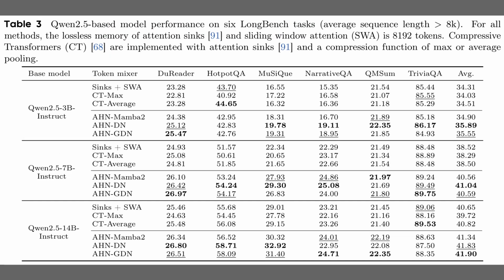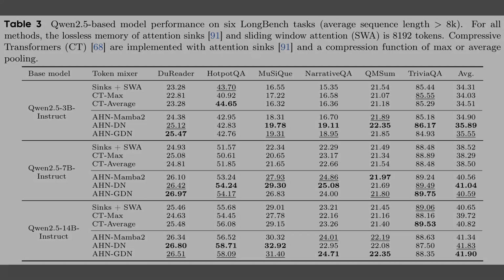Okay, the previous table covered LV-Eval and InfiniteBench. Table 3 reports 6 LongBench tasks with a fixed lossless memory of 8,192 tokens, so every method faces the same budget. Across QN 2.5 bases, artificial hippocampus network variants lead. At 3B, the DeltaNet averages about 35.9, at 7B, the DeltaNet reaches about 41.0, and at 14B, the GatedDeltaNet tops the group at about 41.9, while also scoring the highest TriviaQA.